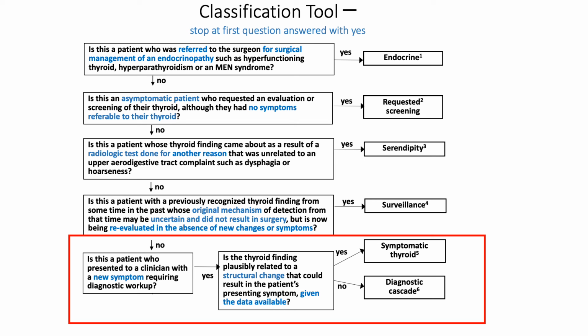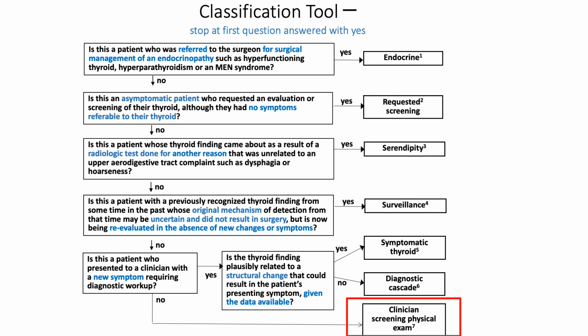In contrast, if the thyroid finding was not felt to be related to the patient's presenting symptoms, then the case would be classified as diagnostic cascade. For example, the patient had complaint of heat or cold intolerance, weight gain or weight loss, fatigue, or other symptom that might be due to a thyroid problem but the TSH was normal. Ultrasound was also ordered as part of the evaluation, demonstrating a thyroid nodule, which resulted in referral to the surgeon but is not plausibly the cause of the patient's symptoms.